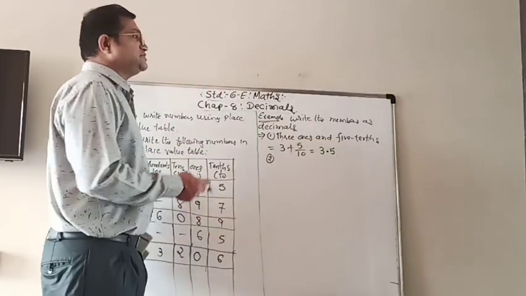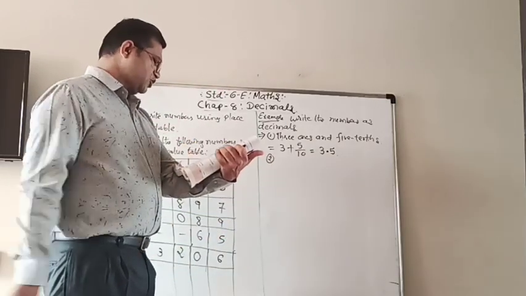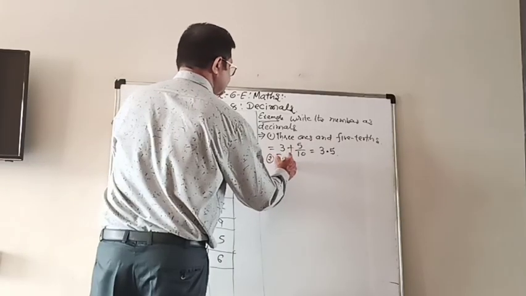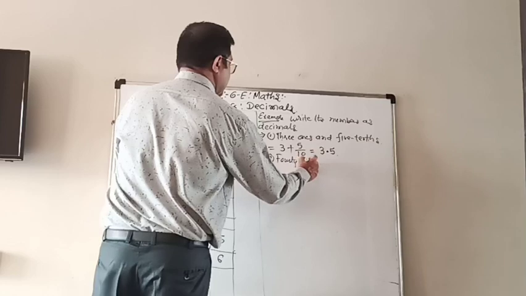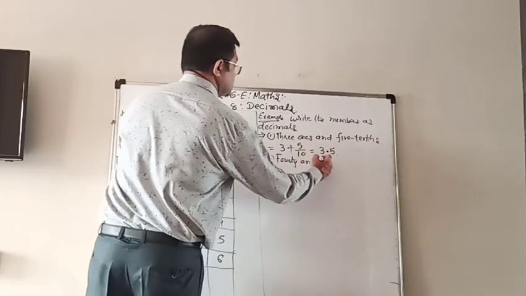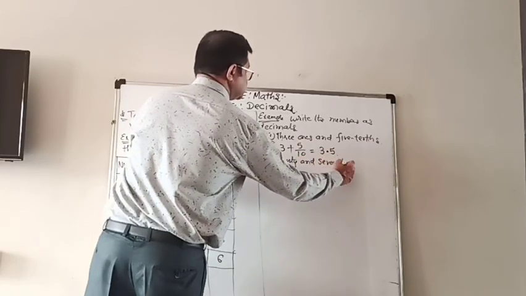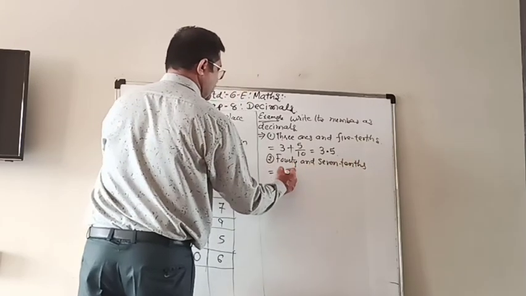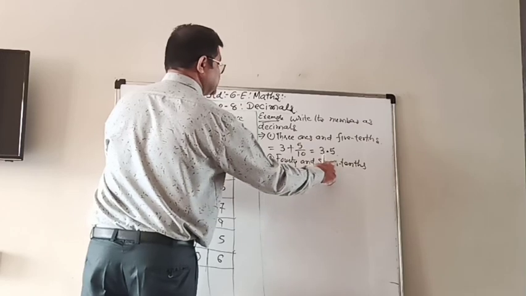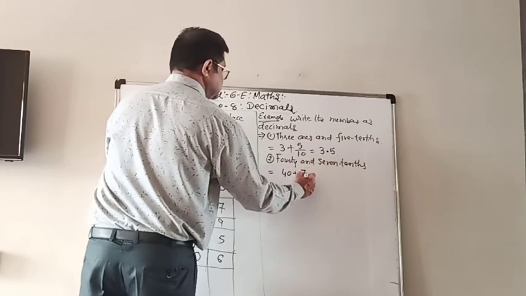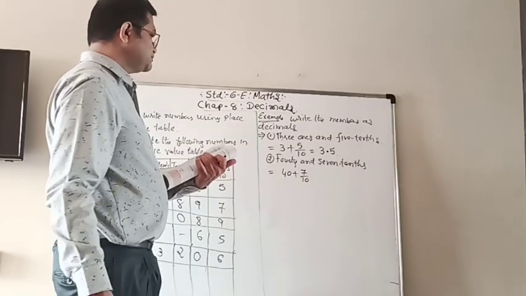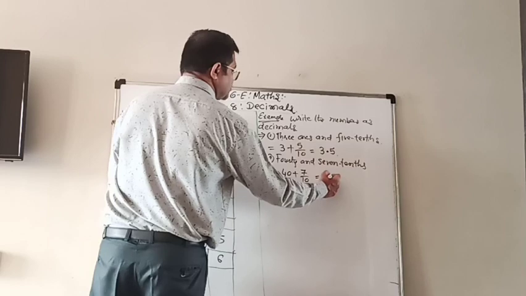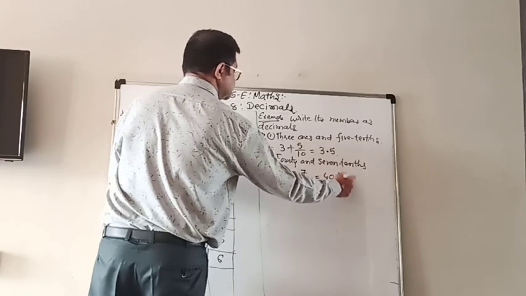Now maybe there is a number in the tens place also. 40 and 7 tenths. So here 40 is given plus 7 tenths means 7 upon 10. 40 and 7 upon 10. So that will be written as 40.7.